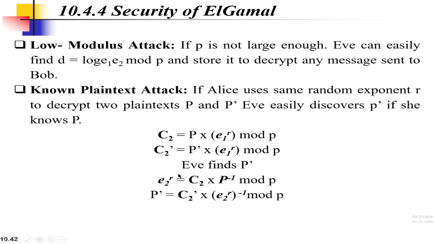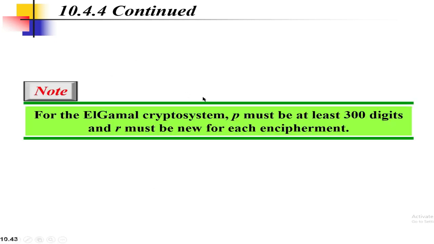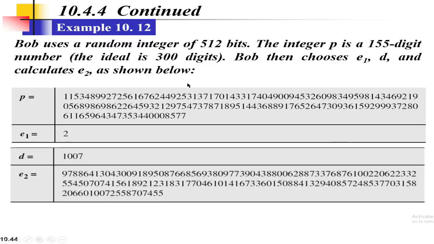So now Eve finds p dash by calculating e2 to the power r equal to c2 into p inverse mod p, and then p dash equal to c2 dash into e2 to the power r inverse mod p. So this is another attack that may be possible if the random exponent r is the same for the two plaintexts. Okay, and here is the note. For the ElGamal cryptosystem, p must be at least 300 digits and r must be new for each encipherment.